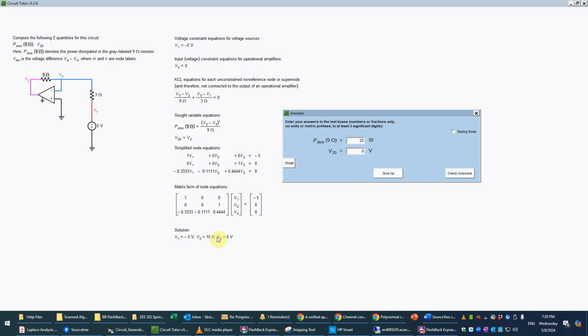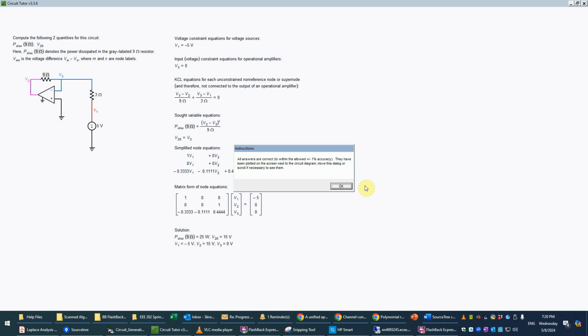And then V2 naught is just V2, which we already have, is 15. So I'll just put 15 there. And again, you could have entered these back at the beginning if you want to, but we'll check those, and those are correct.